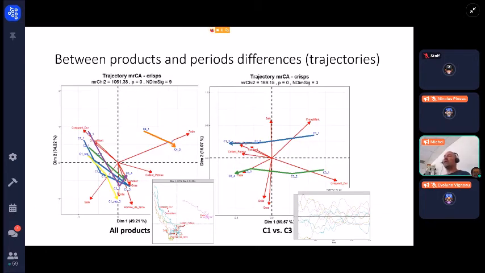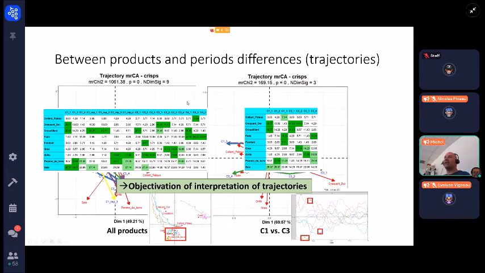And finally, you can also study between-product and period differences, so the trajectory that I mentioned. Here, it's the trajectory with no data transformation, so these trajectories are a little noisy. You can simplify them considering periods on all products in the left map, or on a given pair of products on the right map, the second one being equivalent to the difference curves in TDS or in TCATA. These outputs are not often very simple to interpret. So again, you can use the table to objectify the interpretation of trajectories.